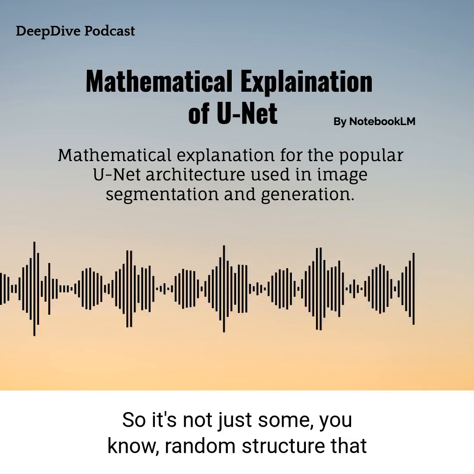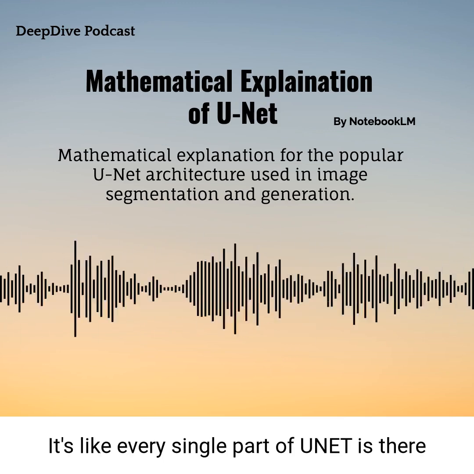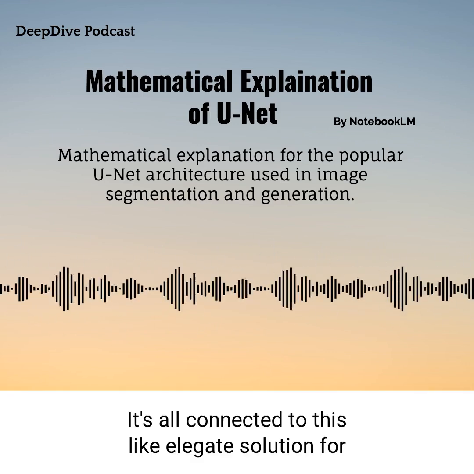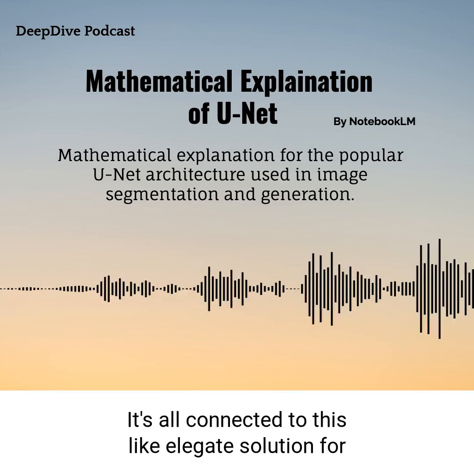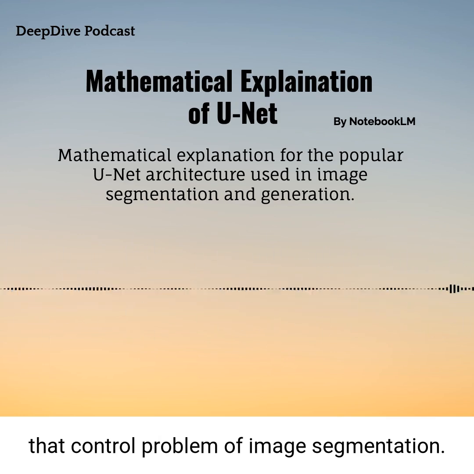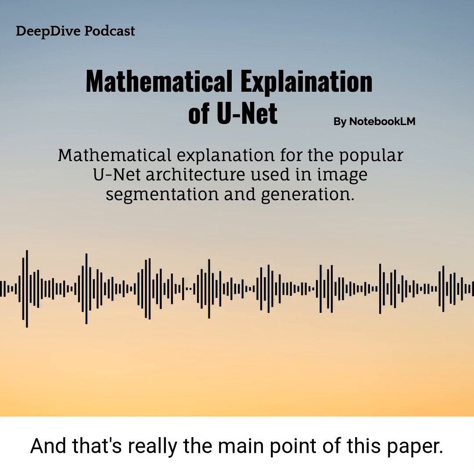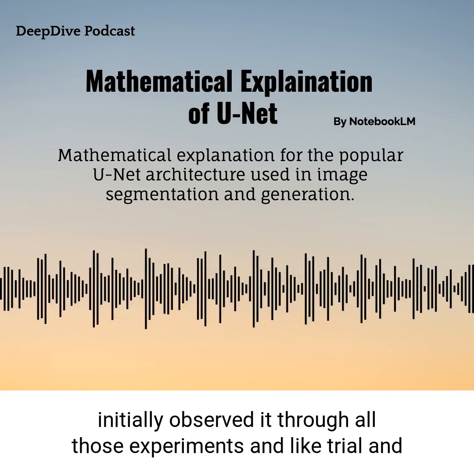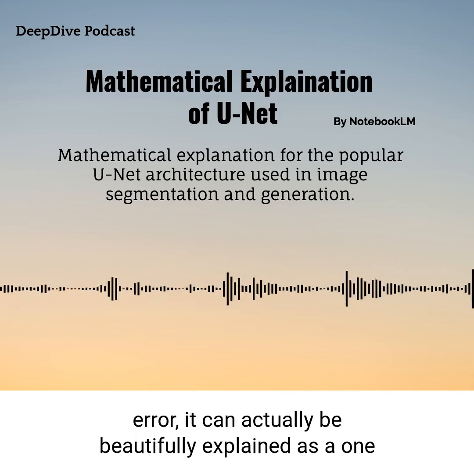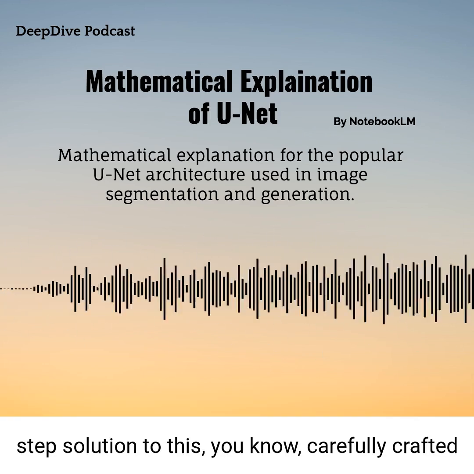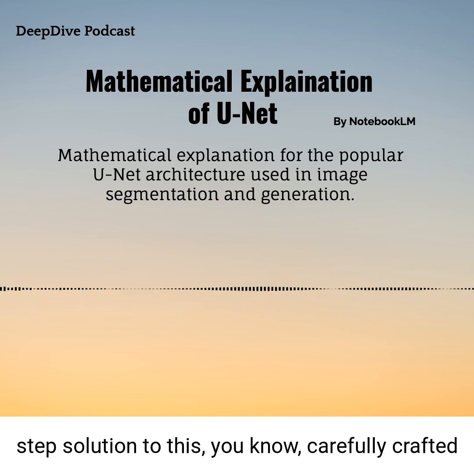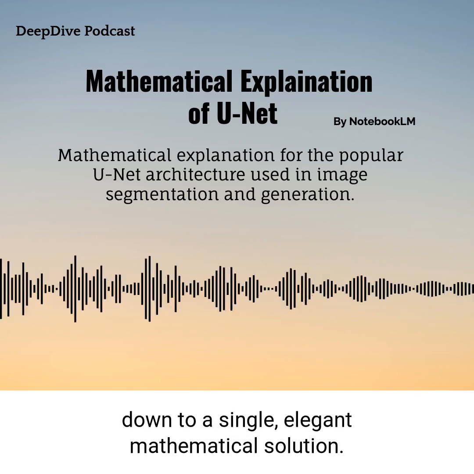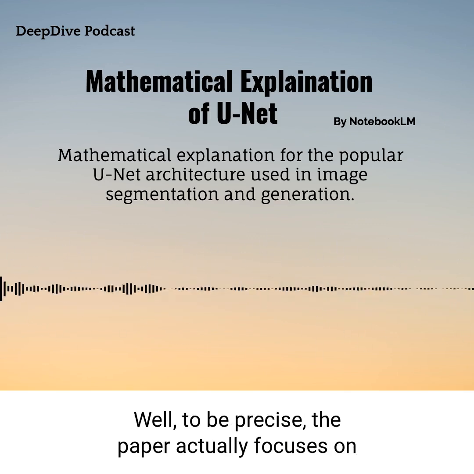Wow. So it's not just some random structure that somebody came up with. It's like every single part of UNet is there for a very specific, mathematically sound reason. Yeah. It's all connected to this elegant solution for that control problem of image segmentation. Exactly. And that's really the main point of this paper. It's arguing that UNet's success, while we initially observed it through all those experiments and trial and error, can actually be beautifully explained as a one-step solution to this carefully crafted control problem. One step. So all those layers, all that complexity, it boils down to a single elegant mathematical solution.